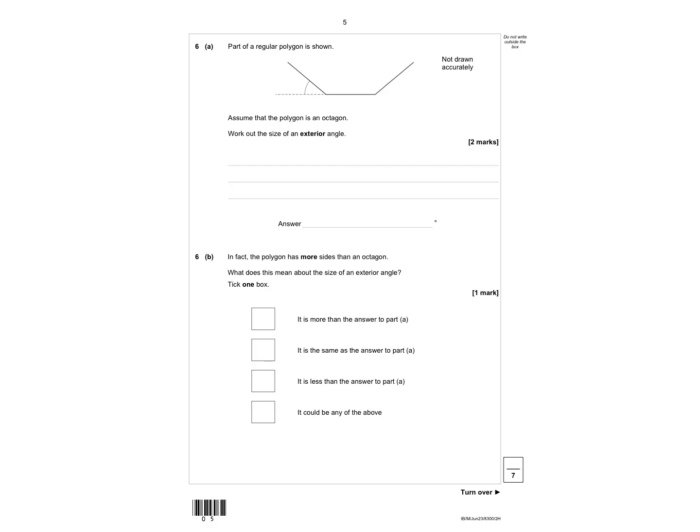Question 6, part of a regular polygon is shown. Assume that the polygon is an octagon, so that means it has 8 sides. Work out the size of an exterior angle. Now, there are lots of ways of doing this.